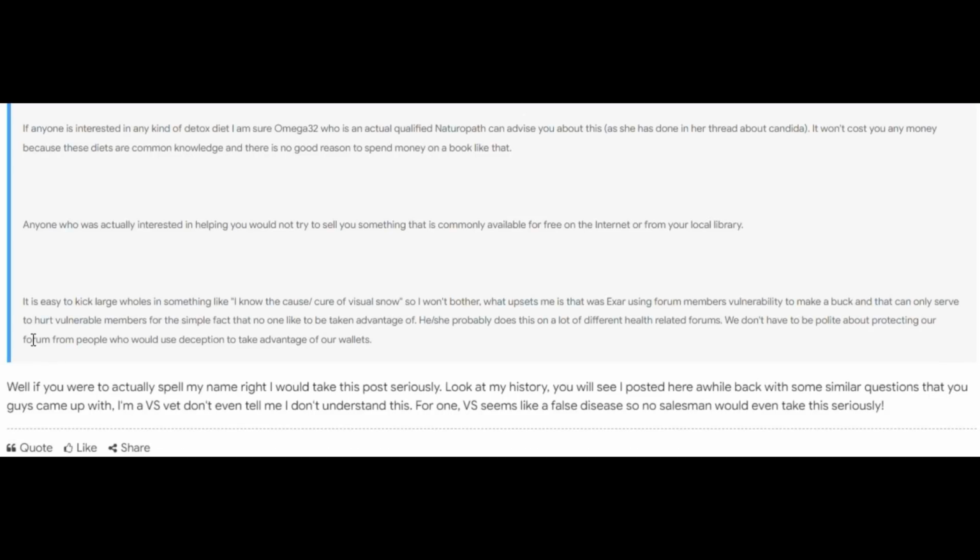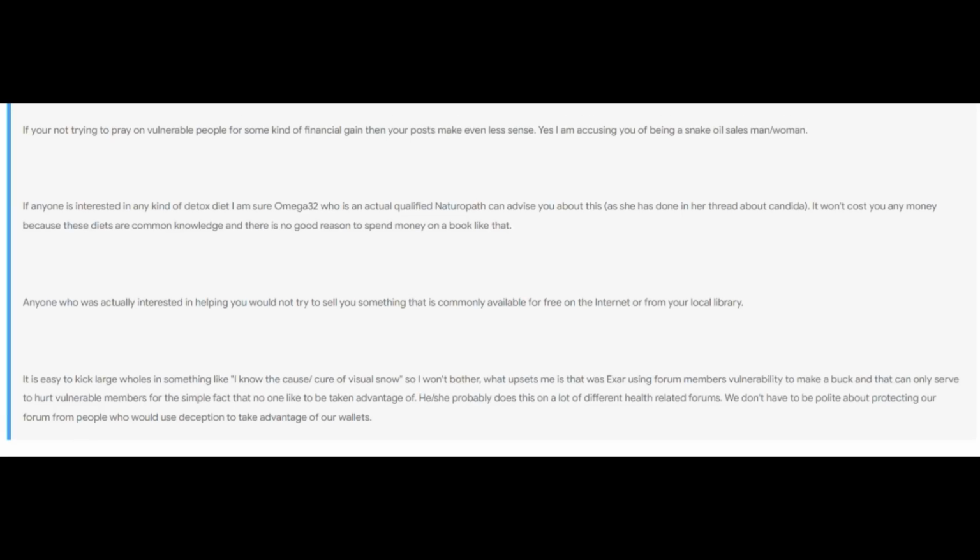It is easy to kick large holes in something like, "I know the cause and cure of visual snow," so I won't bother. What upsets me is that XR was using forum members' vulnerability to make a buck, which can only serve to hurt vulnerable members for the simple fact that no one likes to be taken advantage of. He or she probably does this on a lot of different health-related forums. We do not have to be polite about protecting our forum from people who would use deception and take advantage.